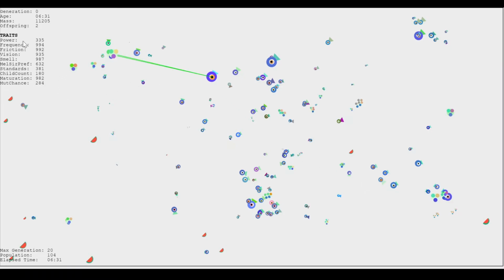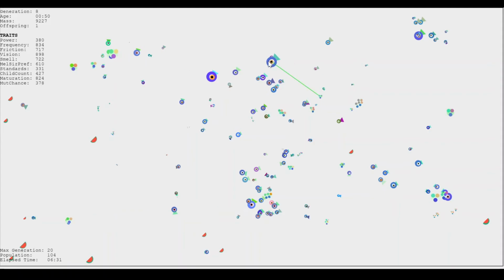And we can get a look at the traits that the colors and stuff are representing on the left side here. So pretty low power but very high frequency and friction. Very high vision and smell. Meal size preference looks like it's a little above average, but not in the middle, 500. Standards look like on the low side, but not very low. And child count, the number of children, pretty low, a little on the low side, around the middle.